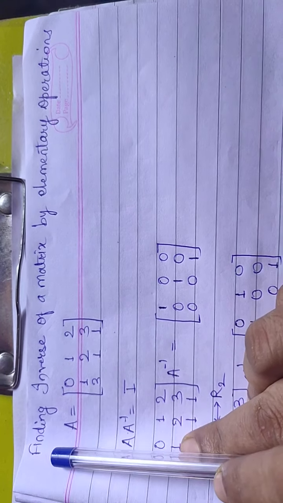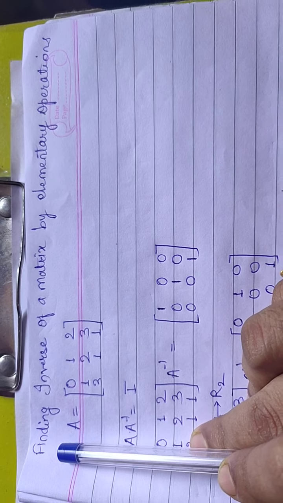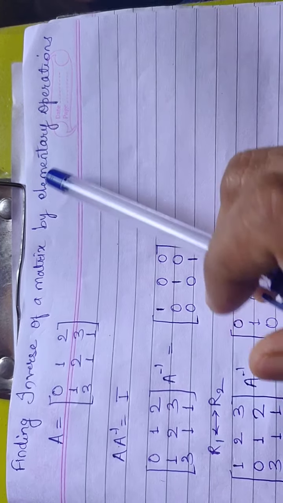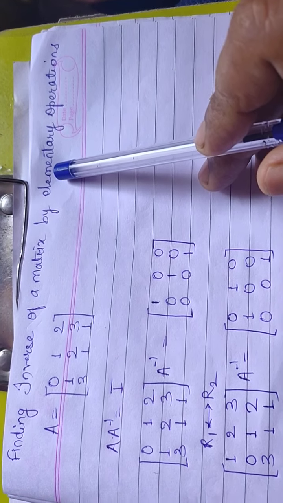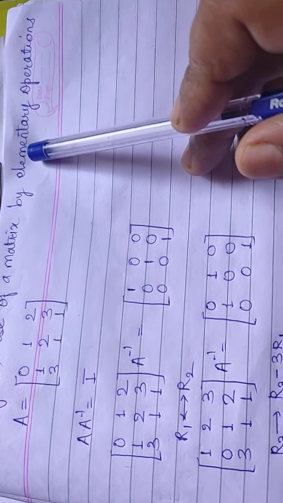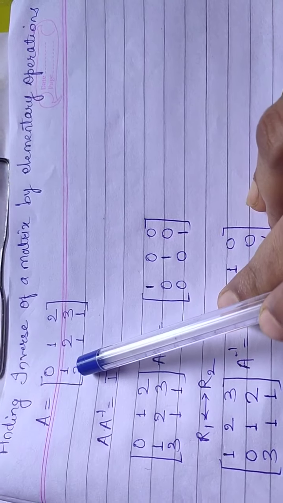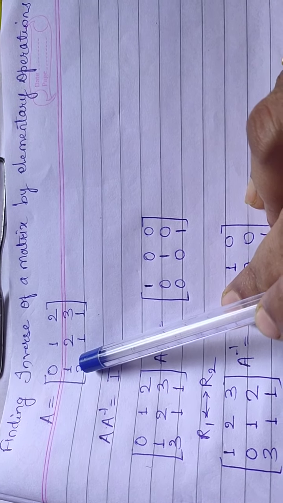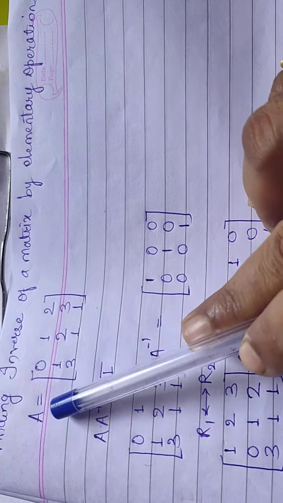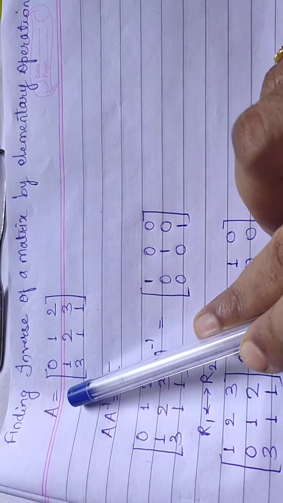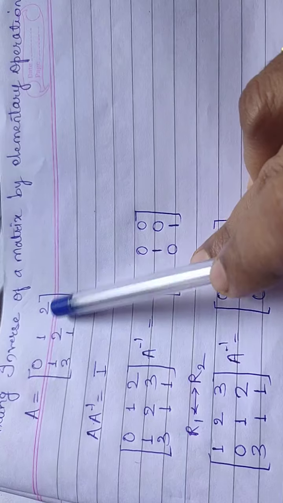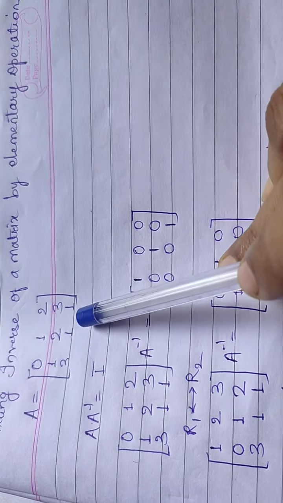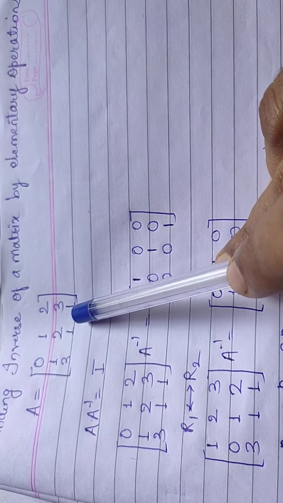Now see how to find the inverse of the matrix by elementary operations. Elementary operations can be elementary row operations or elementary column operations. So this example I'm going to solve by elementary row operations. Okay, this is a 3 by 3 matrix A, and this matrix is 0 1 2, 1 2 3, 3 1 1. We have to find its inverse.